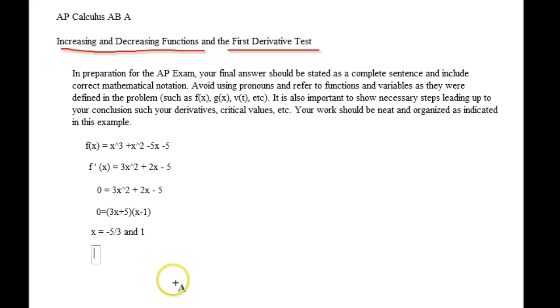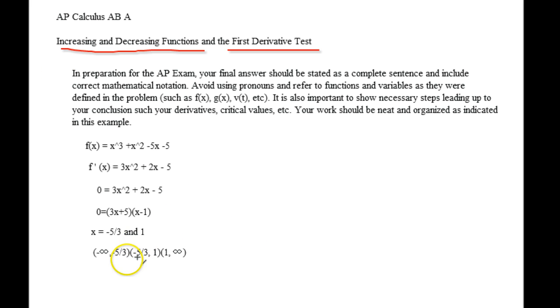That's what happens when you try and copy and paste. Okay, so negative infinity, comma, negative 5/3. And if you notice, I'm going to keep this on an open interval. Negative 5/3, comma, 1. And parentheses 1, comma, infinity. So we're going to use it on these intervals.